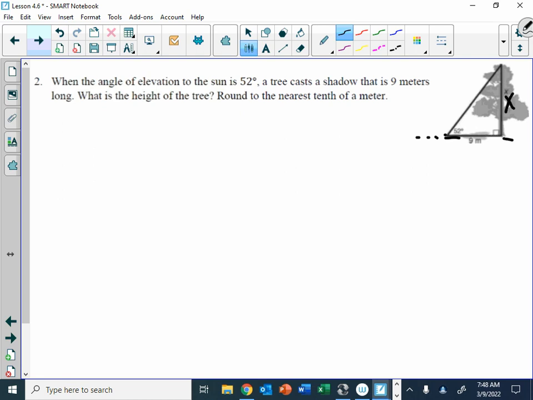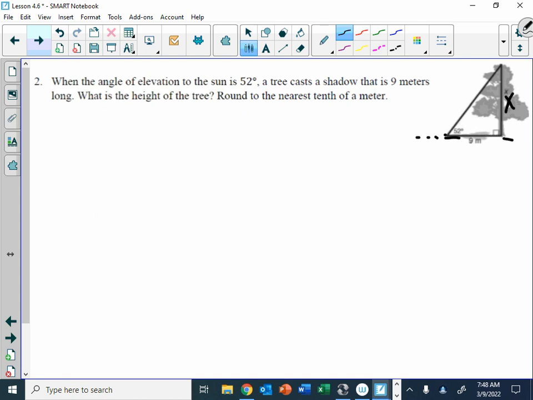It's an angle of elevation. I'm looking up. A shadow is horizontal, so I know that length. I want to know how tall the tree is. That's a vertical. The tree's not leaning. It's not a hypotenuse. Okay, so just use a little common sense when you're doing this. I need the height of the tree, and I need to round to the nearest tenth of a meter.